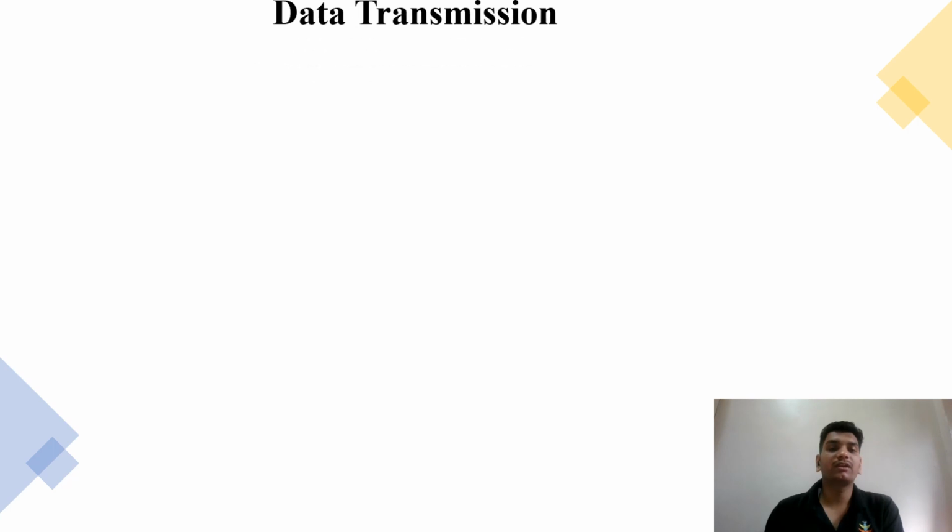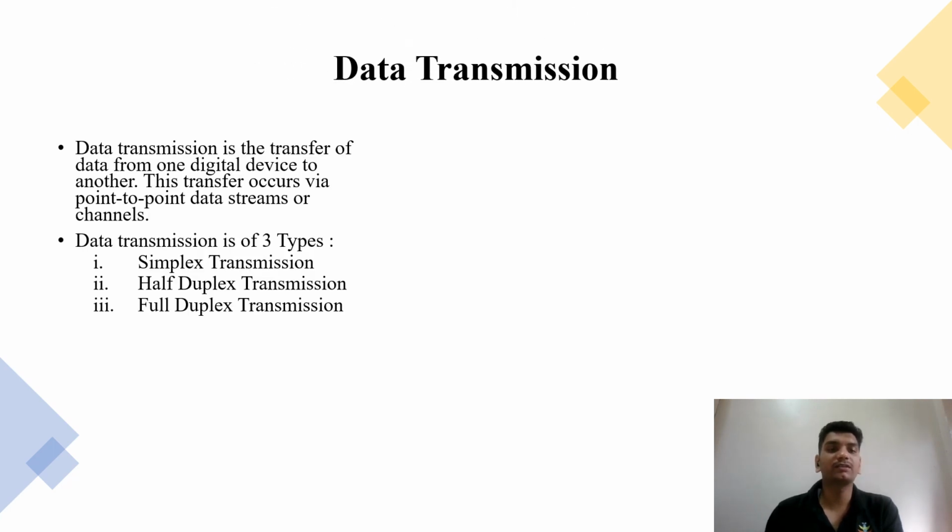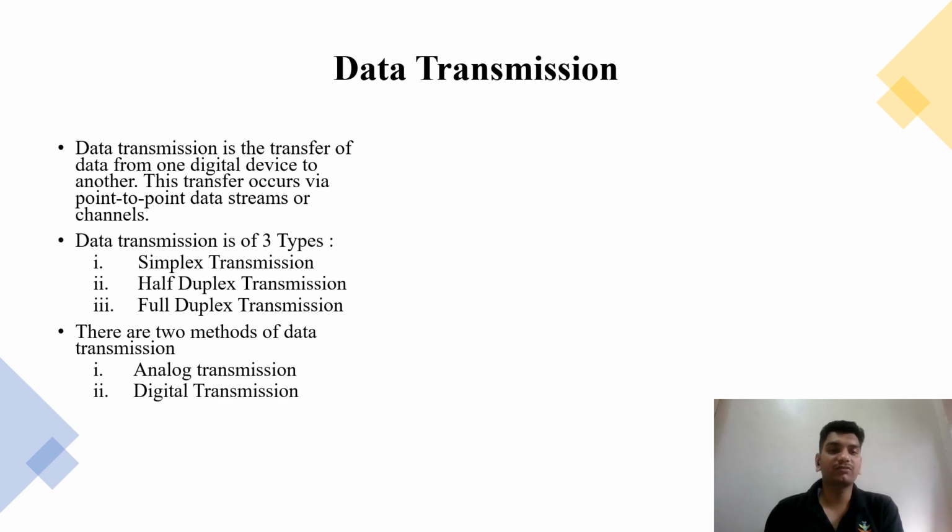Now we will see what is data transmission. Data transmission is the transfer of data from one digital device to another. Basically, data transmission is of three types: simplex transmission, half duplex transmission, and full duplex transmission.